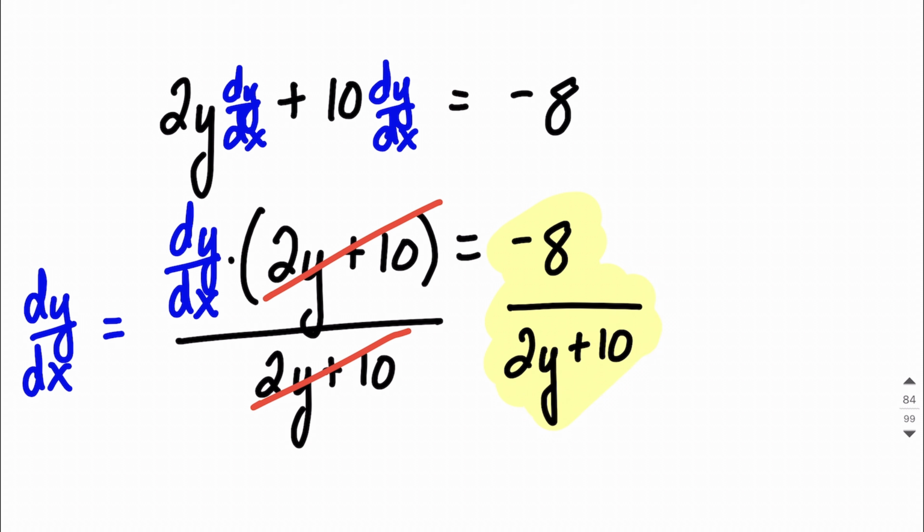So that's our derivative for this function using implicit differentiation. Hope this helps out. Good luck.